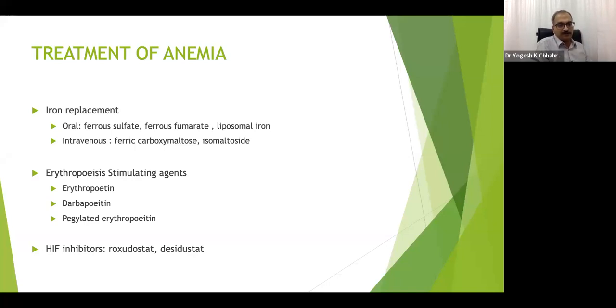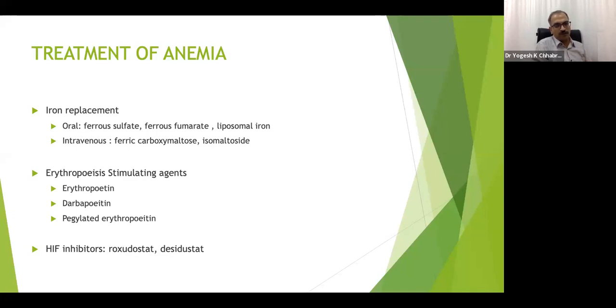Once the patient is iron replete, once the patient's iron stores are adequate, then ESAs like erythropoietin, darbepoetin, or pegylated erythropoietin can be added. Usually, if we want the hemoglobin to rise quickly, we can use erythropoietin or darbepoetin.